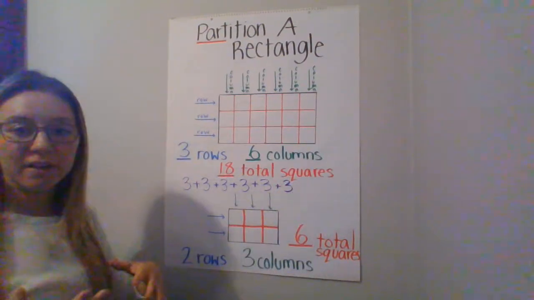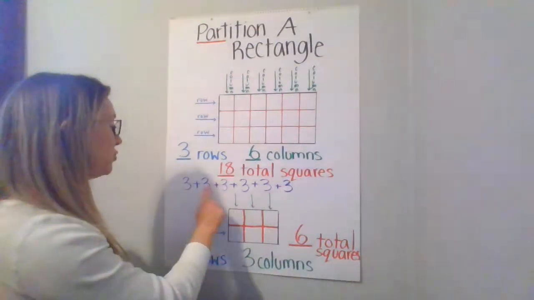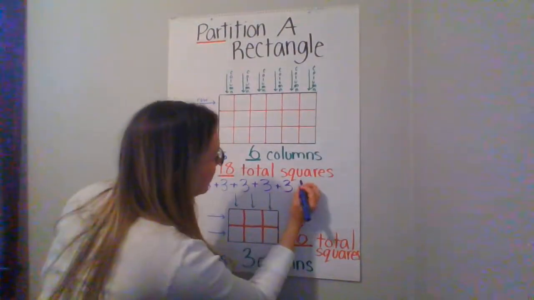3 plus 3 plus 3 plus 3 plus 3. Okay, and I can check. I have 6 columns, so I can check and make sure I have 6 threes. 1, 2, 3, 4, 5, 6. And we're going to add all those together.